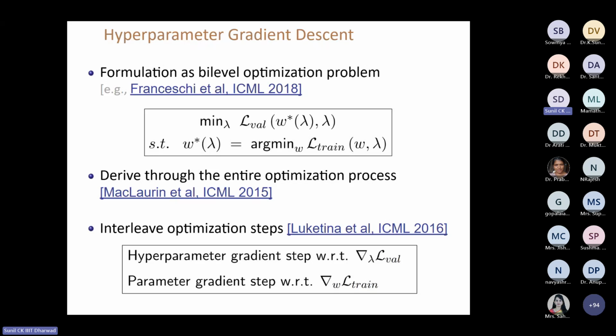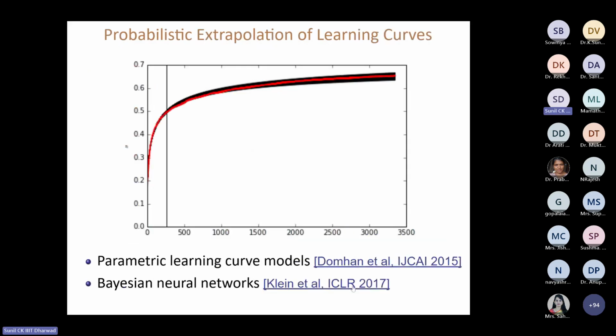This is derived through the entire optimization process, and iterative optimization steps are used. The hyperparameter gradient step uses the gradient with respect to the validation loss, and the parameter gradient step uses the gradient with respect to the weights of the loss associated with training. And probably extrapolation of the learning curves, parametric curves over the models, and Bayesian neural networks.